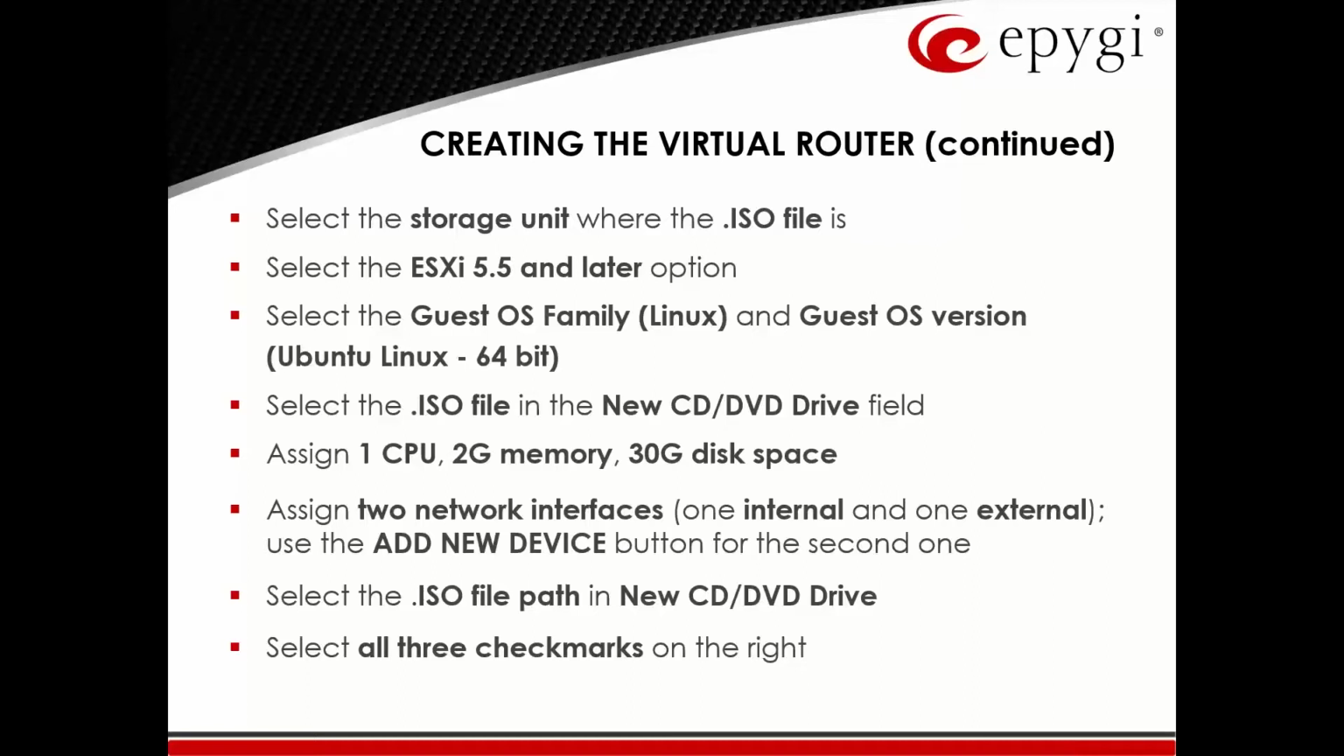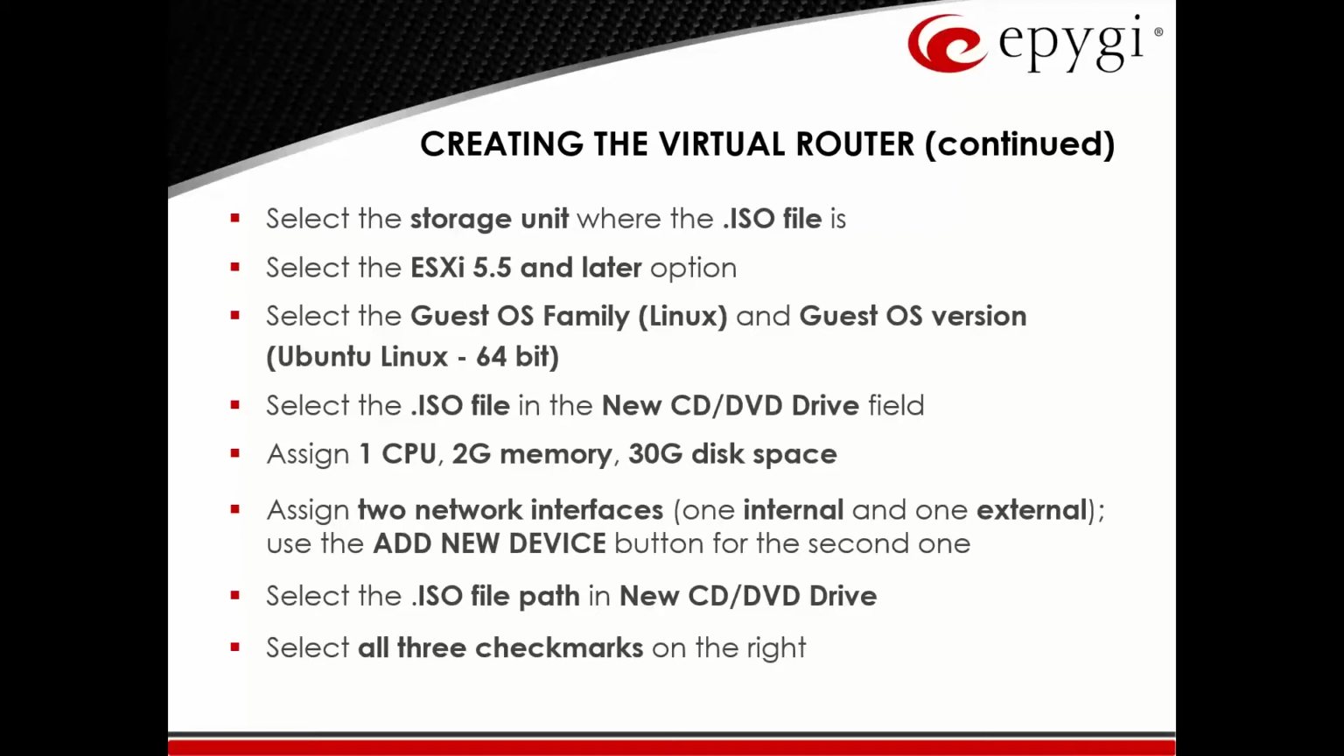Assign 1 unit of CPU, 2 gigs of memory, 30 gigs of disk space. Select 2 network interfaces, one for internal and one for external. Both are to be assigned to the router. We make sure to select all the 3 check marks on the right side. Next, the summary window will come up. If everything looks good, click Finish to proceed. Otherwise, go back and make changes and finish.